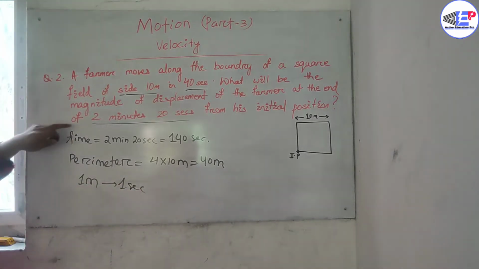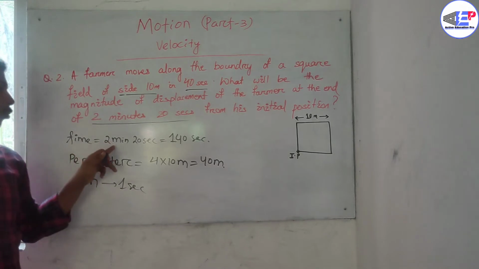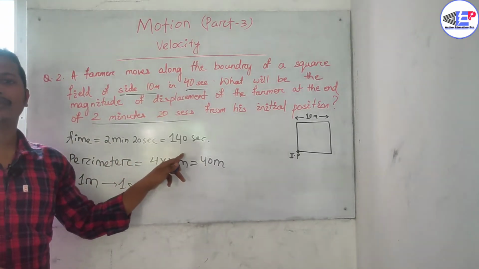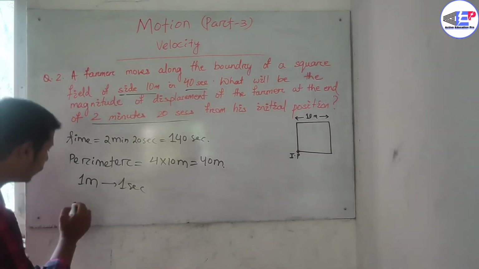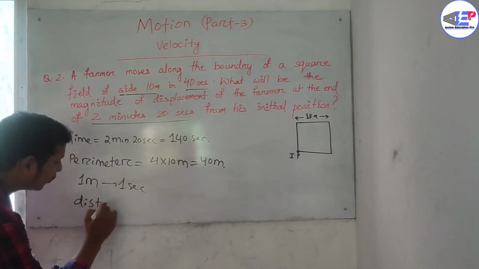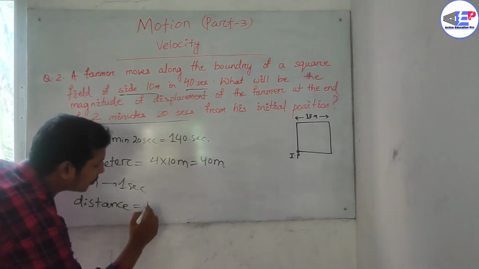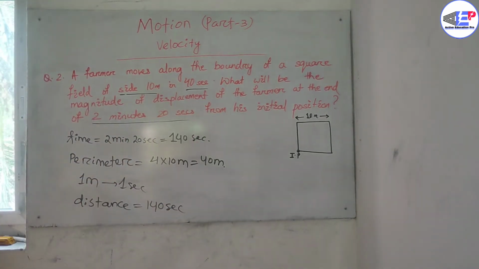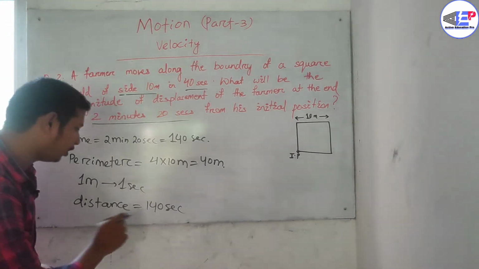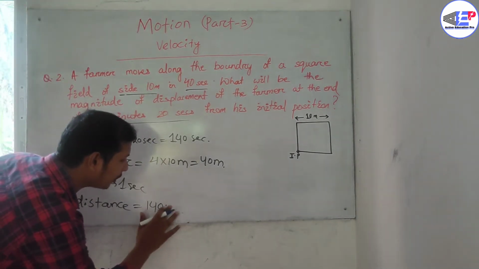Here time is given that 2 minutes 20 seconds, that is 140 seconds. So in 140 seconds it will cover distance 140 meter.